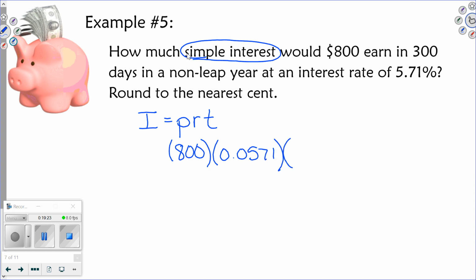What about time? 300 days. So there are 365 days in a non-leap year. How many days are in a leap year? Good. 366. Right? So this will help me find the interest? No, I don't think it is.